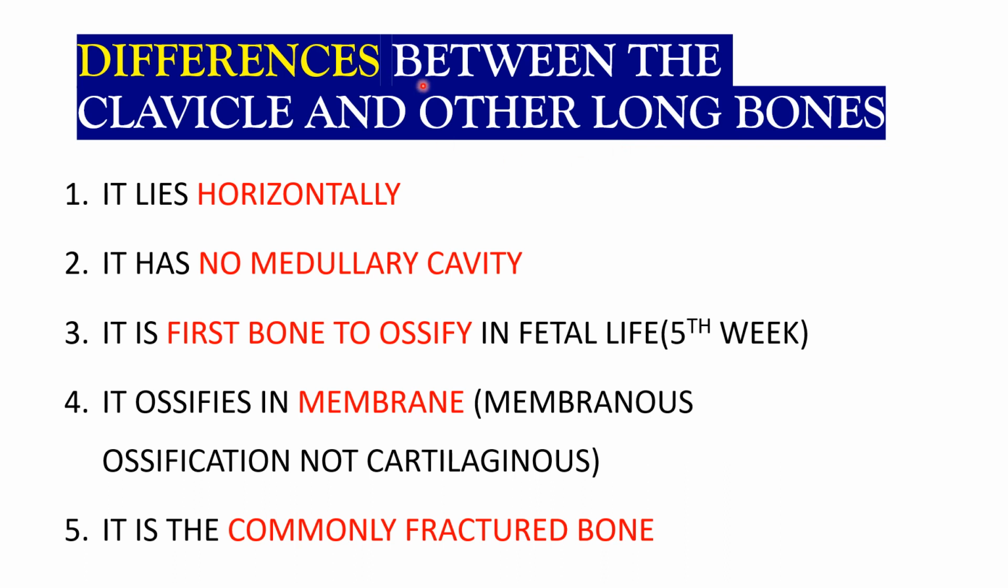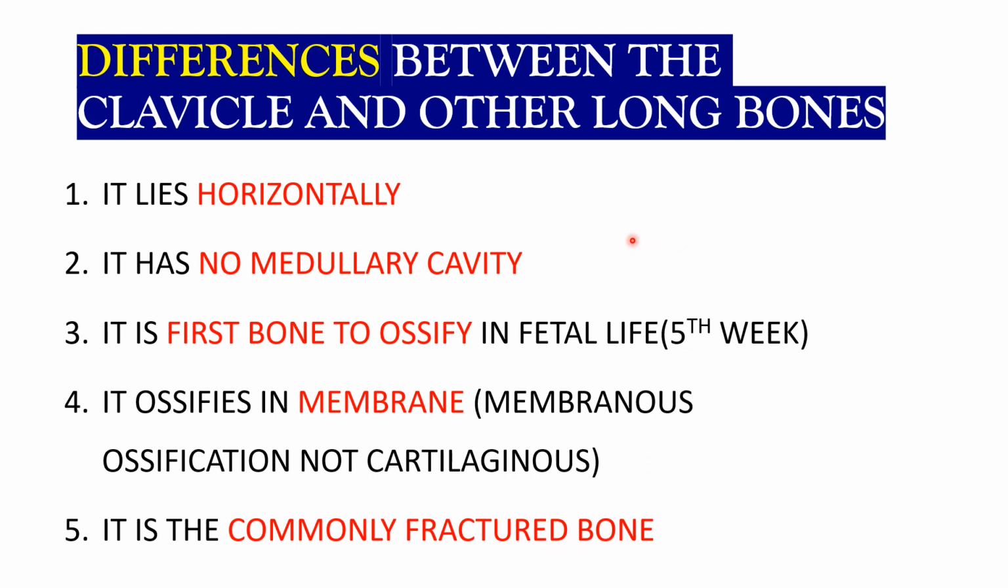Now, how do we differentiate the clavicle from other long bones? First thing is that it lies horizontally. Other long bones lie vertically. It has no medullary cavity. It is the first bone to ossify in fetal life. It ossifies in membrane, so it means that the ossification is membranous, not cartilaginous. And then lastly, it is the commonly fractured bone.